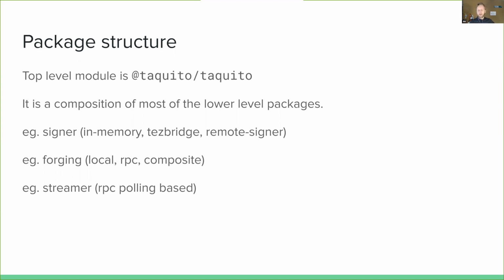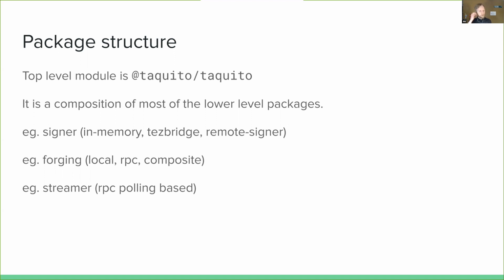So firstly, just a little bit about how Taquito is organized. The package structure is, Taquito is organized as a monorepo. We have many different packages that get published to the npm.js repository, as well as UMD deployments, so you can use them in script includes.